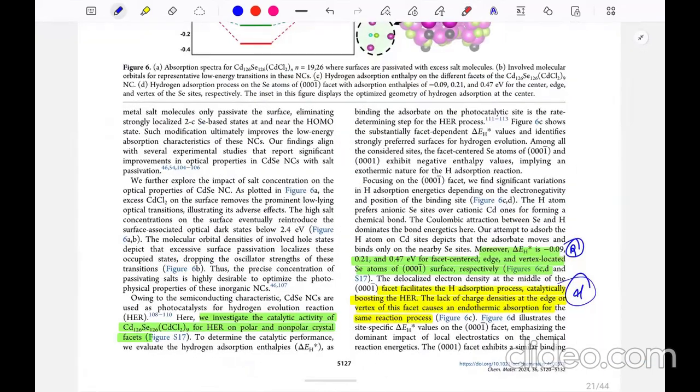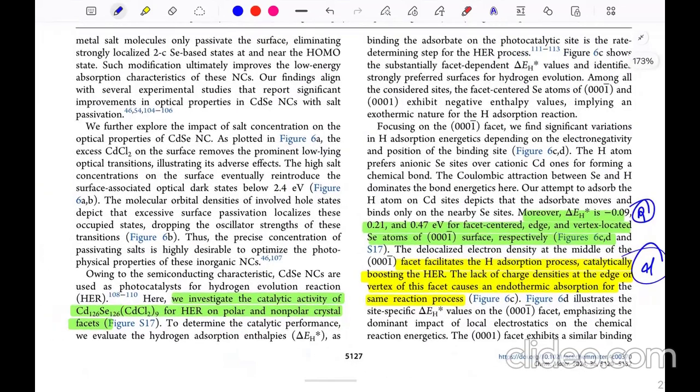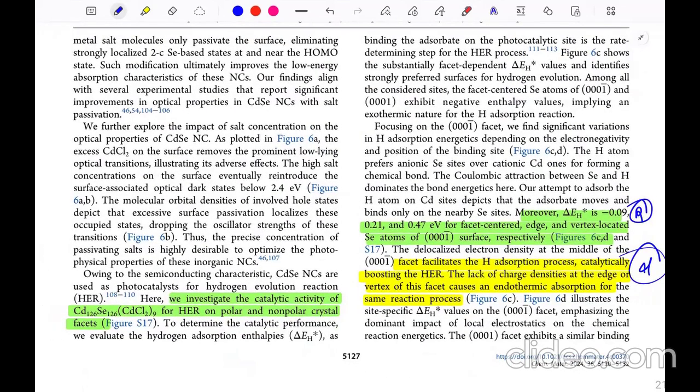Moving on to one of the important results of this paper. Here they have investigated the catalytic activity of metal-rich cadmium selenide nanocrystals for HER on both polar facets as well as non-polar crystal facets. This cadmium selenide nanocrystal has various types of facets, polar as well as non-polar. So they have studied HER on polar facets as well as non-polar facets.